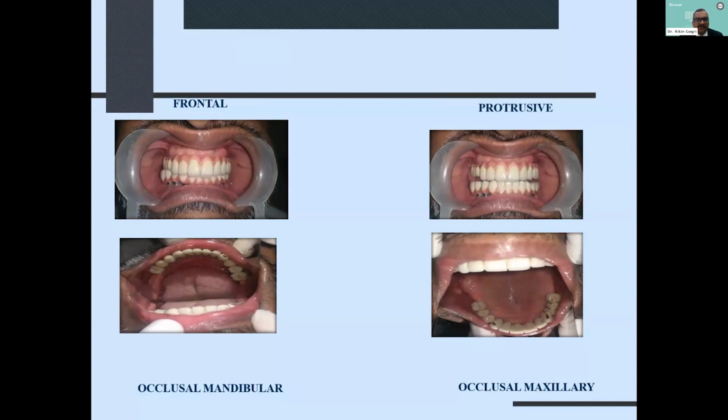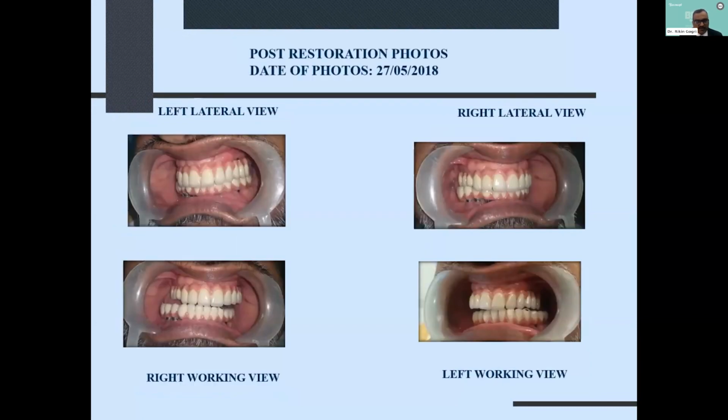Look at the importance of occlusion. See, the first photograph is in frontal normal occlusion. Second is the protrusive way. You can see the canine guidance. The third photograph is the mandibular occlusal, and the fourth photograph is the occlusal maxillary. Now you can evaluate the occlusion in these lateral views.